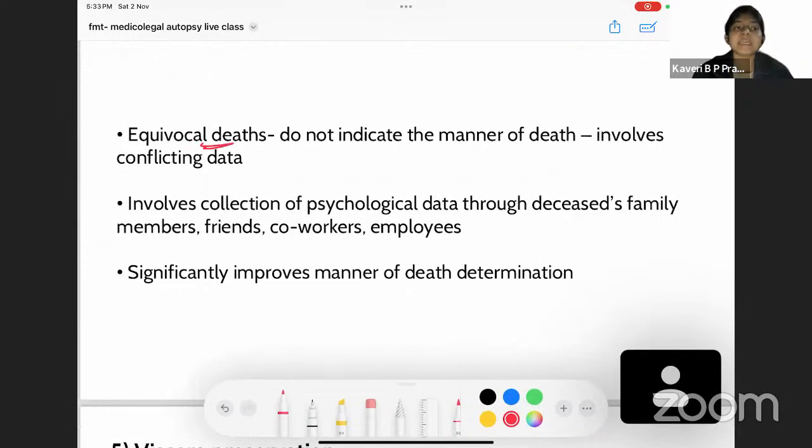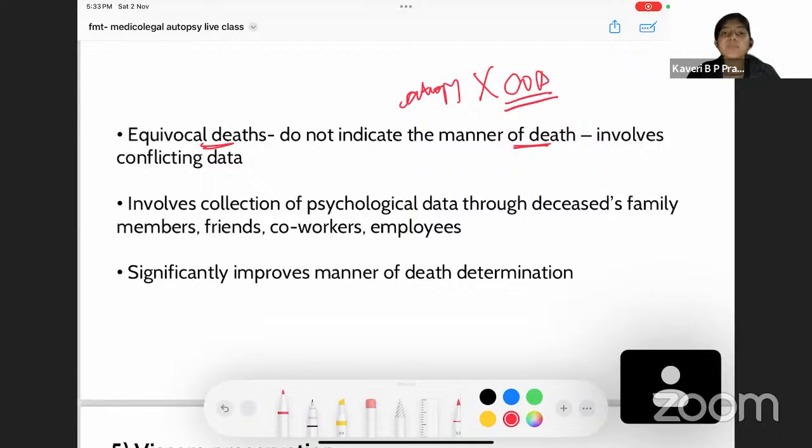It is done in cases of equivocal death, where the manner of death involves conflicting data. There are certain deaths in which, even after you cut open the body and do an autopsy, you do not get to know the cause of death. It remains equivocal, maybe or maybe not. You're in a dilemma. Okay?